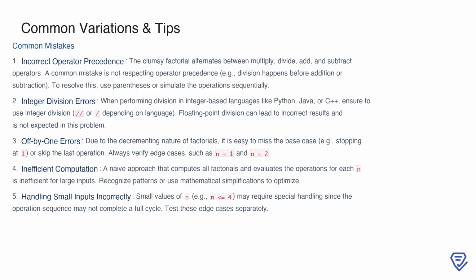Inefficient computation is another concern. A naive approach that calculates every factorial and evaluates the operations step by step becomes slow for large inputs. Instead, look for patterns or ways to simplify the operations. Lastly, small values of n, for instance, n less than or equal to 4, may not complete a full cycle of operations. These cases often require special handling, so make sure to test them thoroughly.